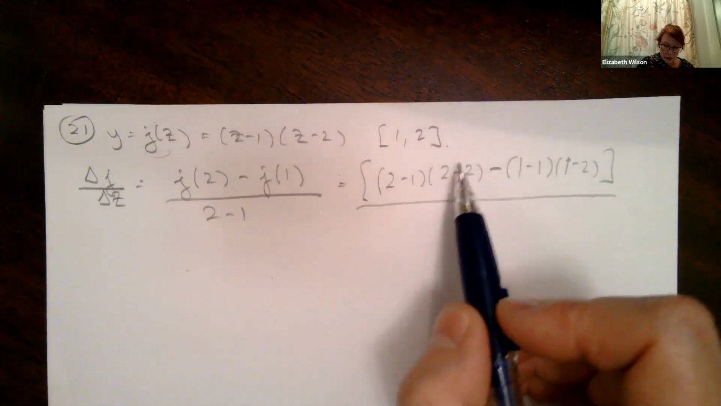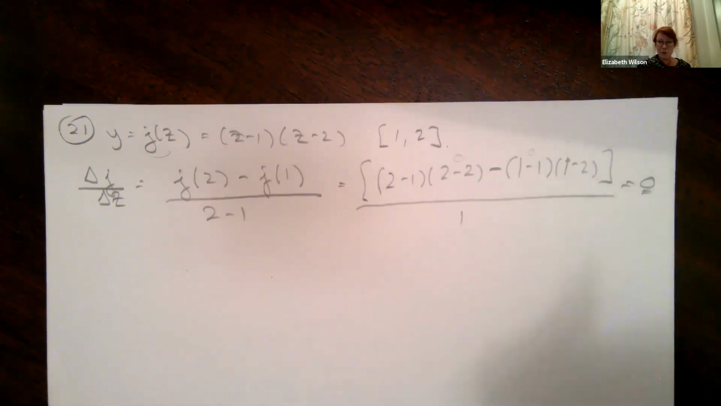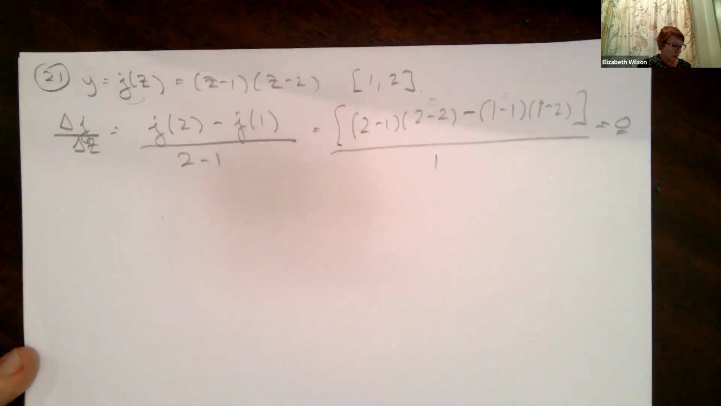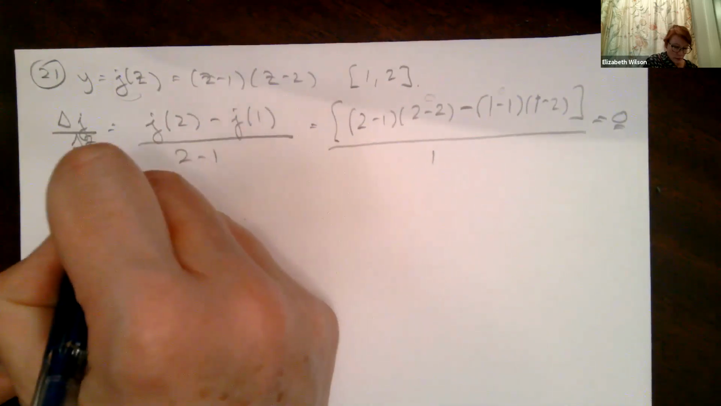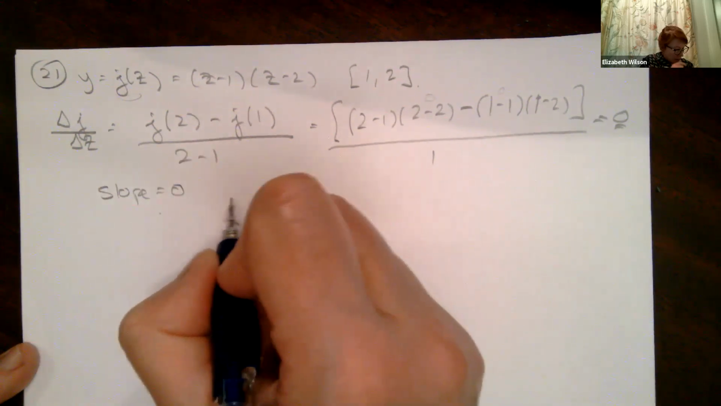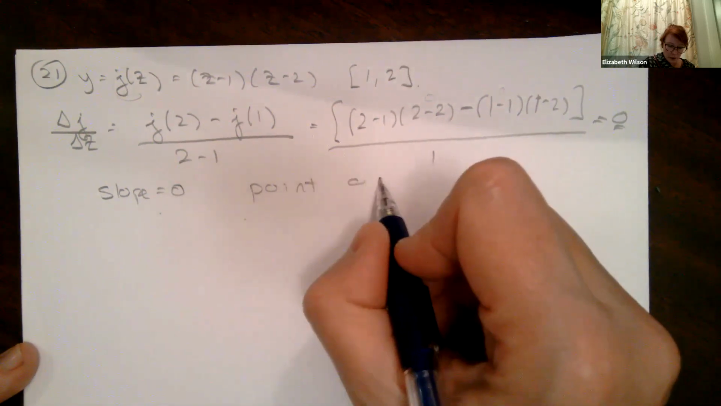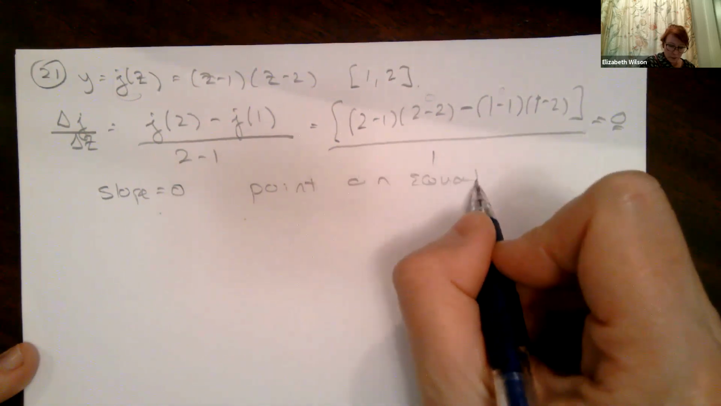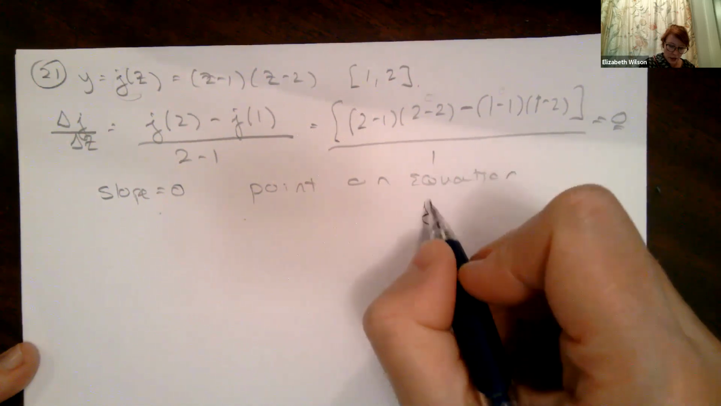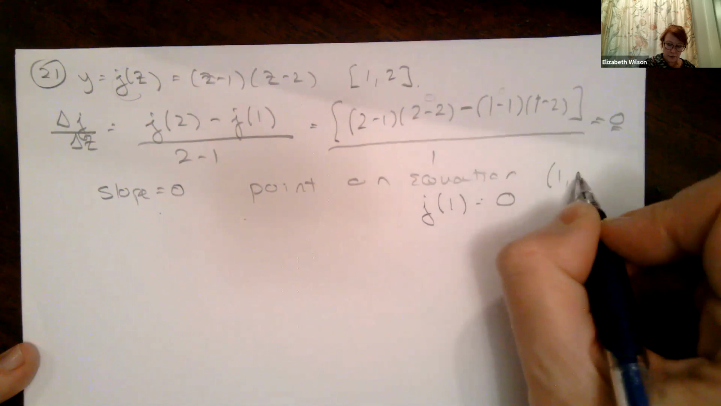Well, look, here's a 0 and here's a 0. So my slope is actually equal to 0. Which means basically if I have a point on this equation, if I go j of 1, I'm going to get a 0. That's my point. So my point is equal to (1, 0).